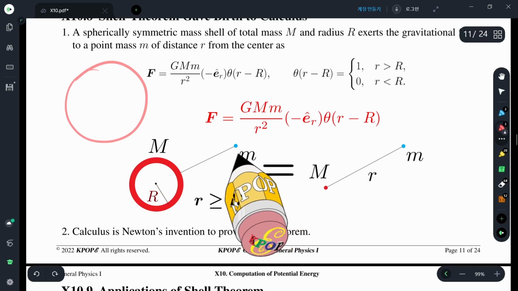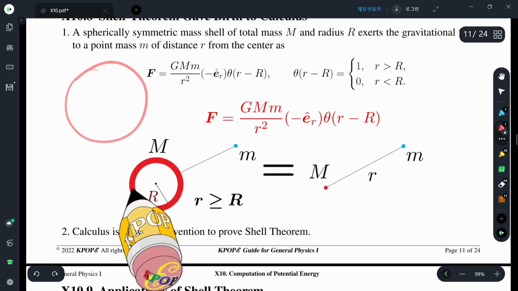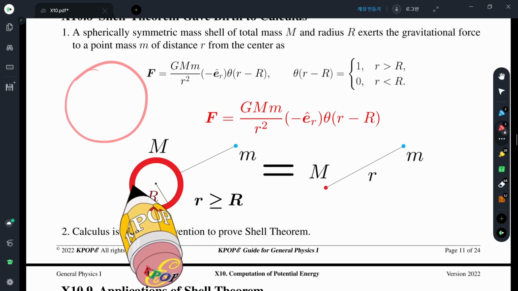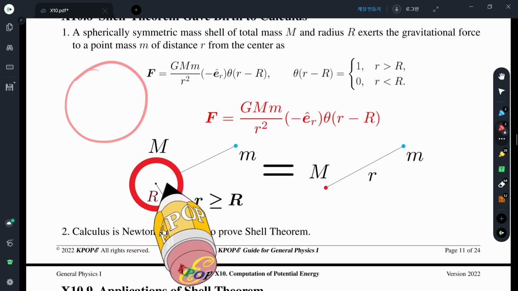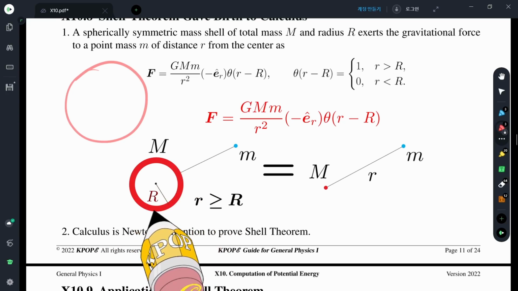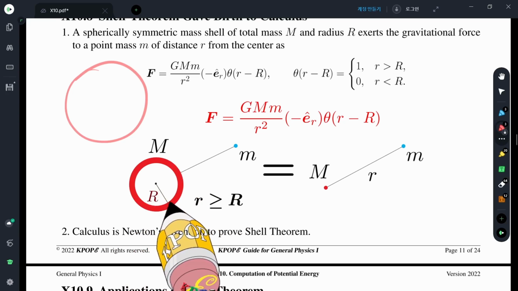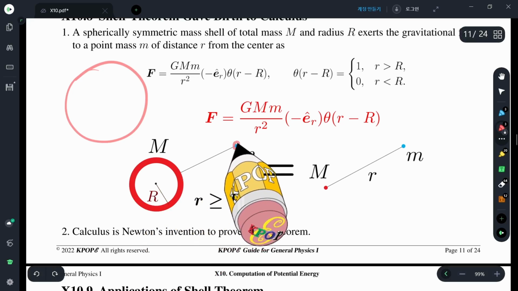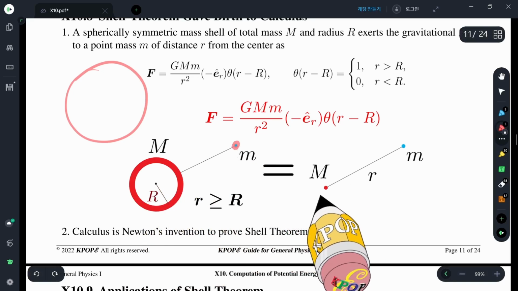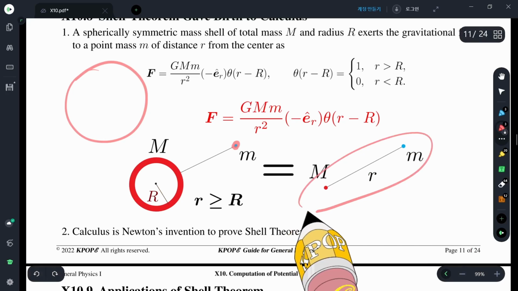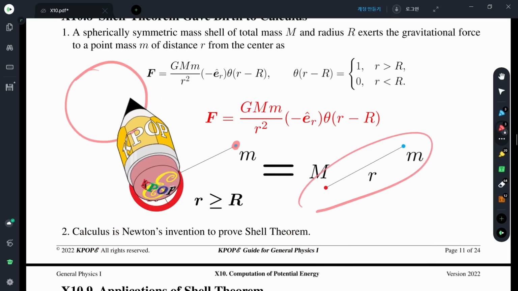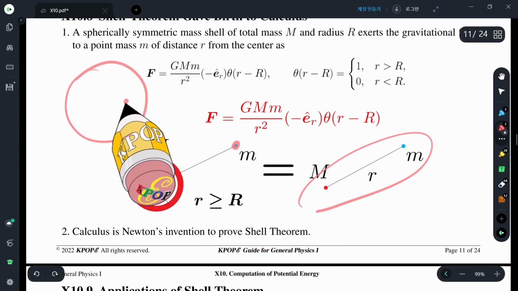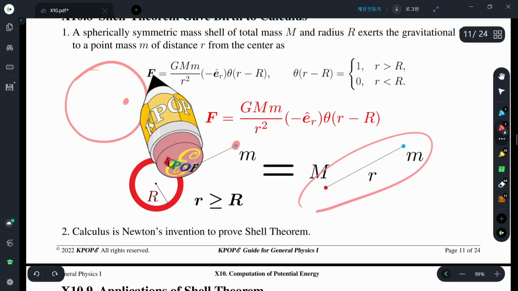Anyway, this is a shell. Even though it looks like a ring, it is just a cross-section of a shell. There is a radius r, and there's a point mass outside. In that case, this is exactly the same. Another case: if this point is inside the shell, there is no communication, no force at all. That's quite interesting.